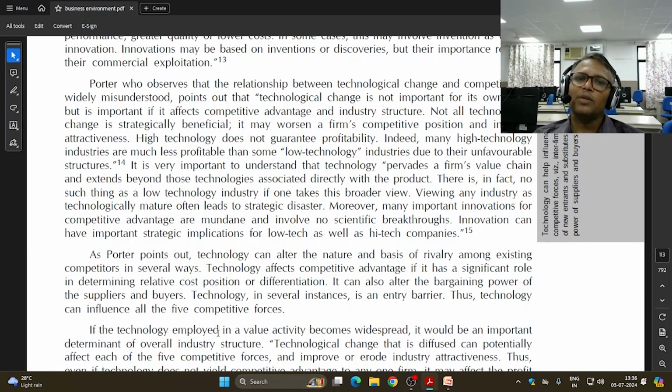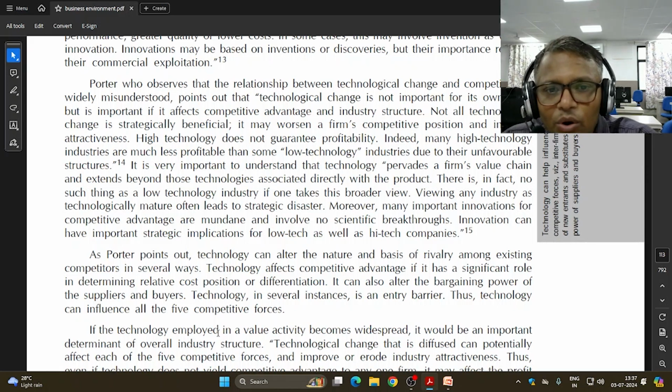It is very important to understand that technology pervades a firm's value chain and extends beyond those technologies associated directly with the product. There is, in fact, no such thing as a low technology industry if one takes the broader view. Viewing an industry as technologically mature often leads to strategic disaster. Moreover, many important innovations for competitive advantage do not involve new scientific breakthroughs. Innovations have important strategic implications for low tech as well as high tech companies.